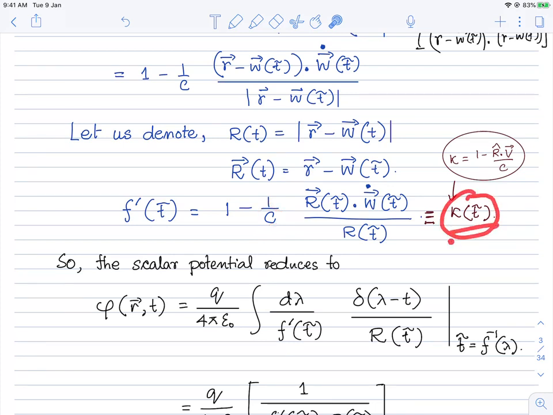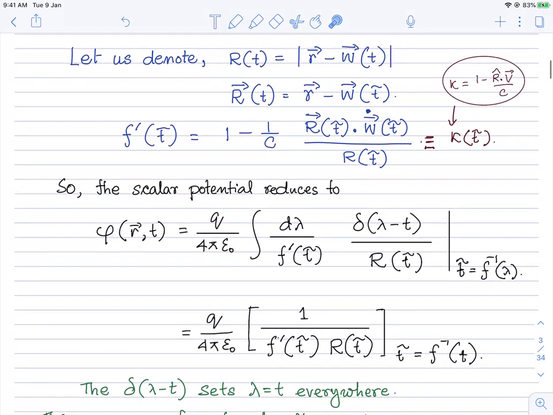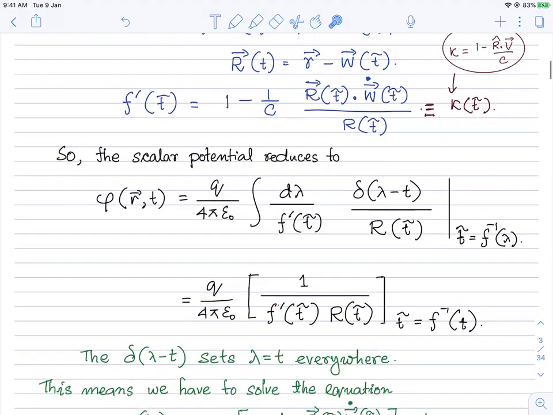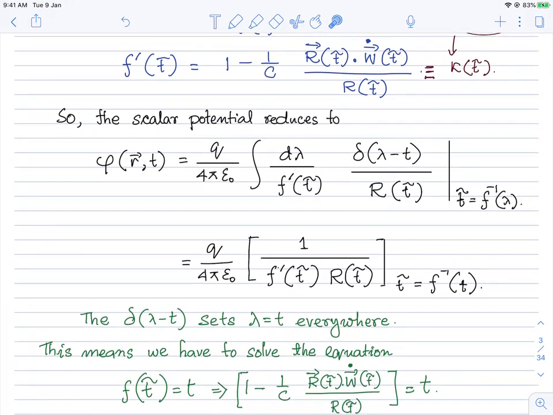This f prime is a factor which is called the kappa factor, and it will appear so much in our discussion that we can give it a name. We can just call it kappa. Okay, so that is always there. So basically, therefore, this is some kappa times, kappa is also a function of t tilde, and then there's the r of t tilde which was there in our original expression. And at the end of the day, we have to substitute all these t tildes by solving this particular equation.